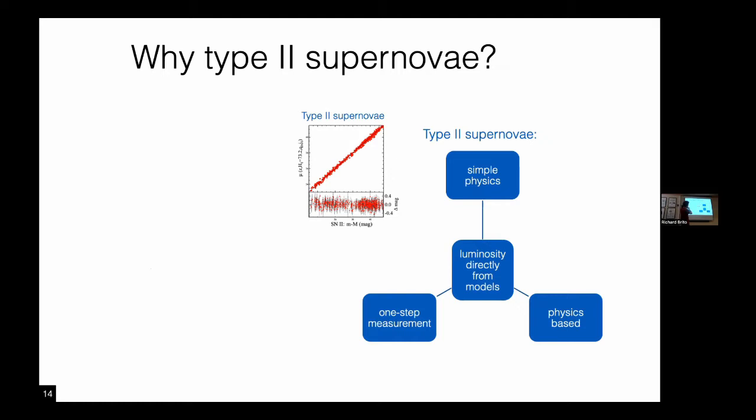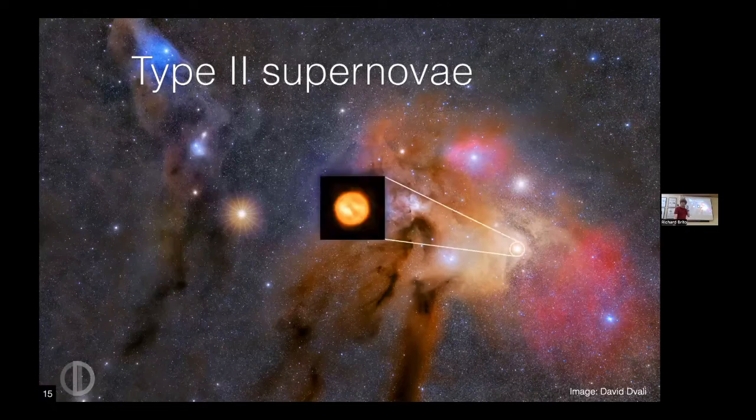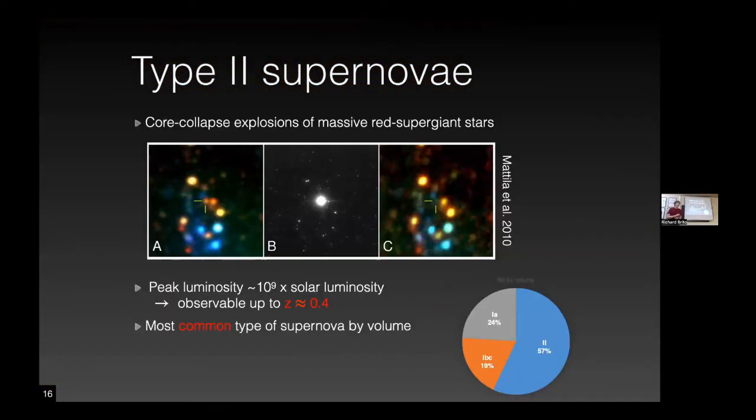So we get rid of all these lower rungs of the distance ladder and are just left with the type 2 supernovae and the Hubble diagram, where we can plot redshift versus distance modulus. Type 2 supernovae are explosions of massive stars. This was previously a picture of Antares. Antares is a massive star that will someday undergo core collapse and explode as a type 2 supernova.